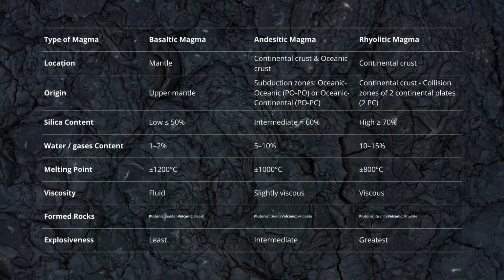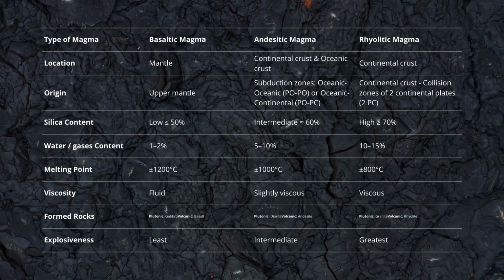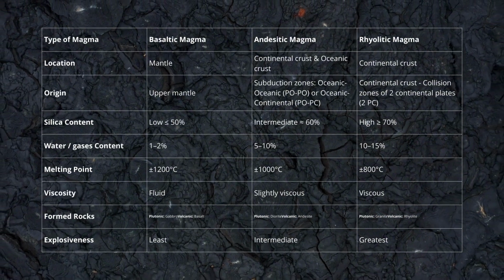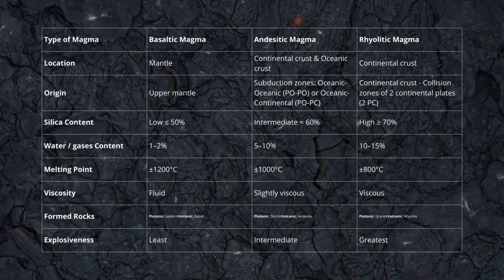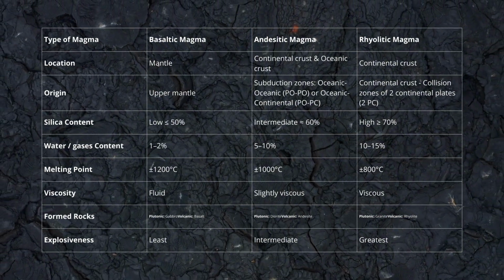Silica content, volatiles, temperature, and crystallization all interact to determine whether magma will flow gently or erupt explosively, shaping the volcanic landscapes we observe today.